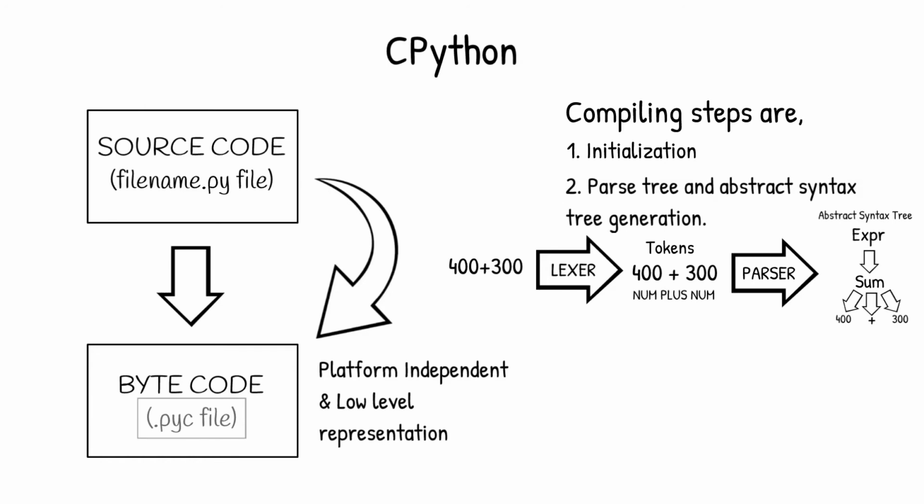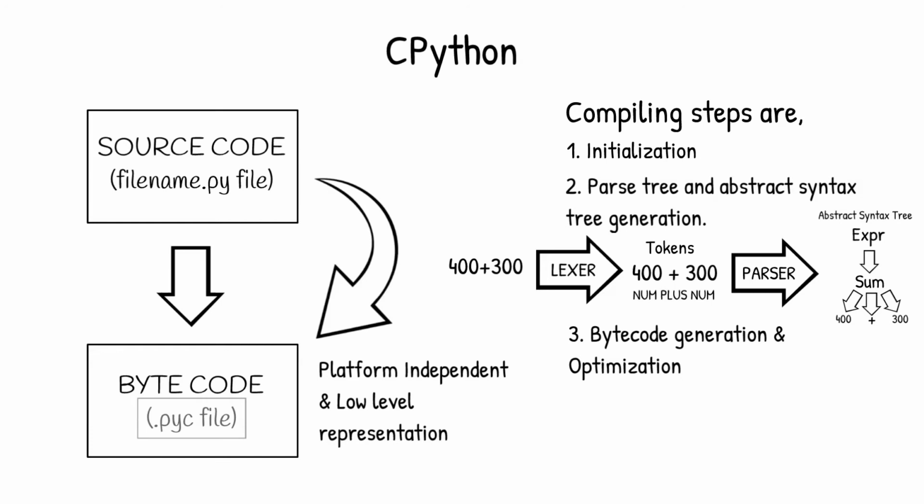For example, the abstract syntax tree for an expression 400 plus 300 will look something like this. Same structure will be created for each and every Python statement by the compiler. Next step is bytecode generation and optimization.